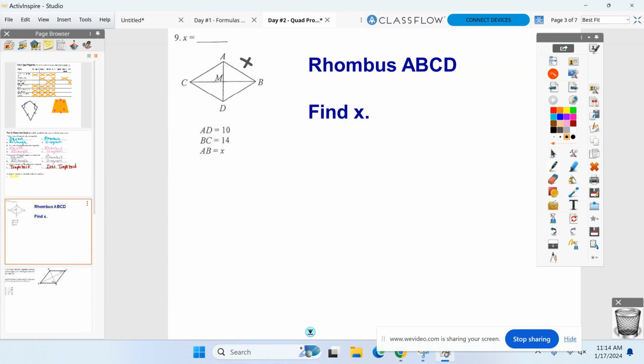Right angle, diagonals are perpendicular. I'll put a right angle up here. Good. All right, more. Zeev. They bisect each other. Good start. So diagonal AD is getting bisected. So on AM, I can put 5, and MD, I can put 5. Same thing with the other diagonal. BC is 14. So CM is 7, BM is 7. You have just used your properties of a rhombus to help you out.